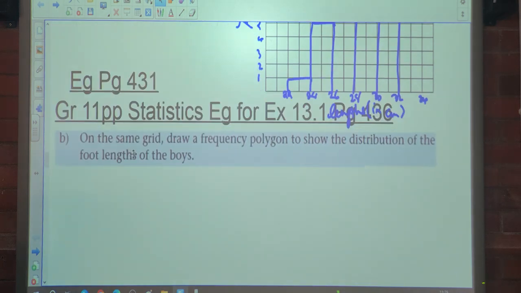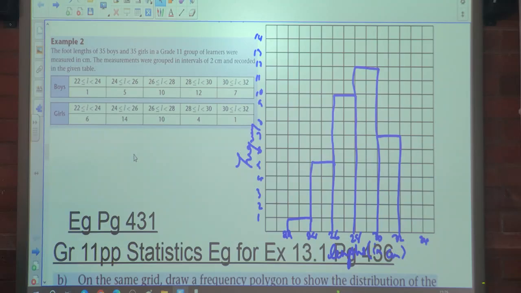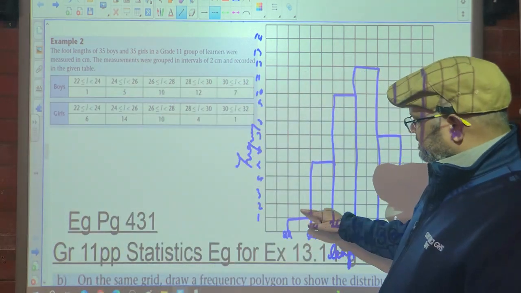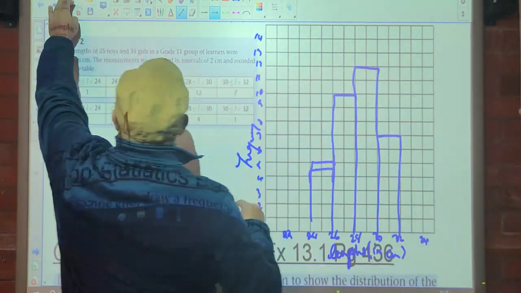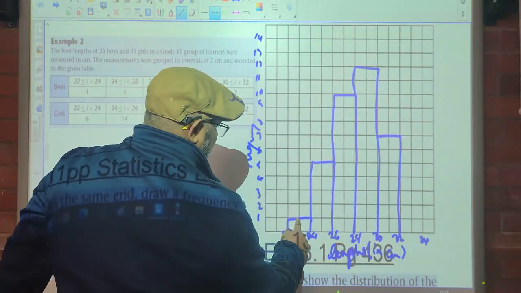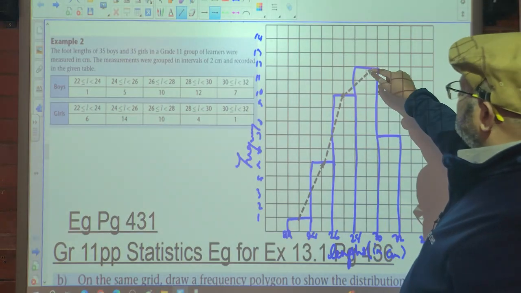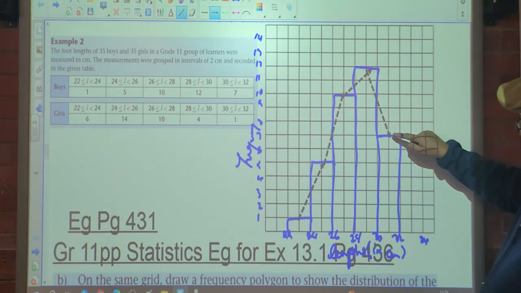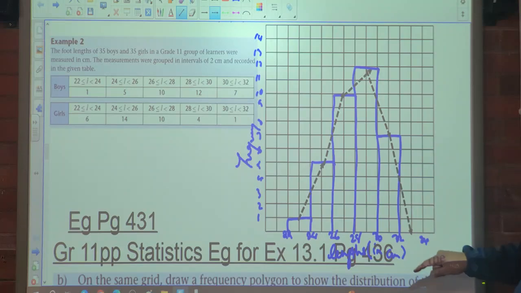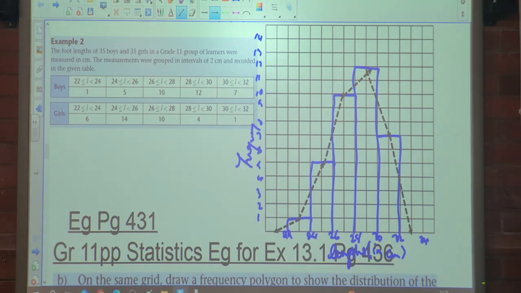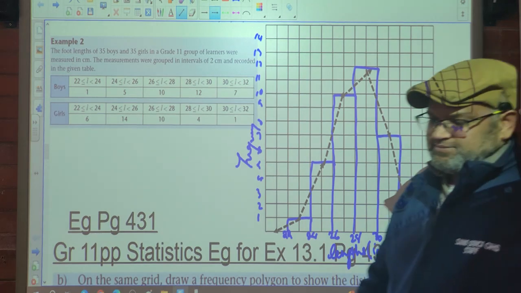Okay, so B, on the same grid, draw a frequency polygon. So what I do is, I connect the midpoints. So this is a midpoint here. The midpoint from there to there. Again, now you don't need the arrow there. This is onto the midpoints, the class before and the class after. So there's your frequency polygon. You guys understand? Okay.